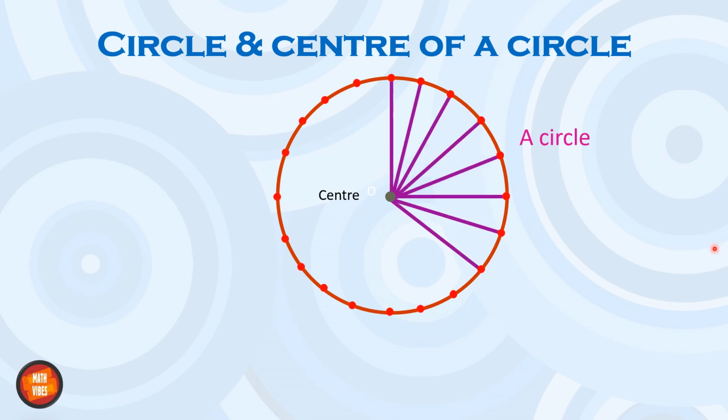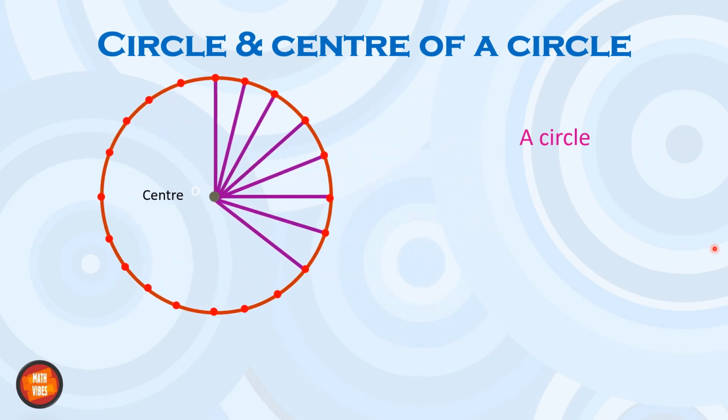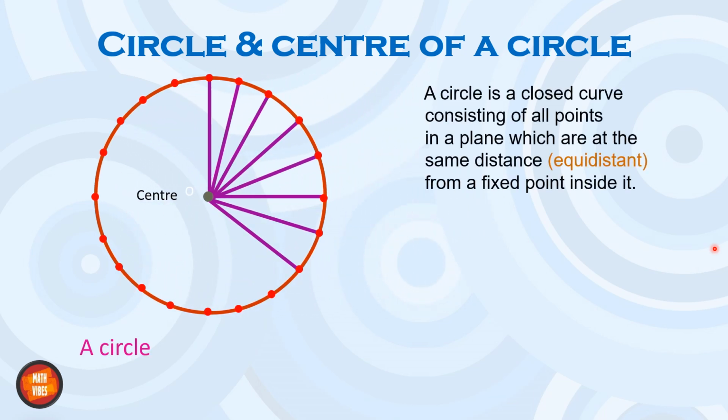So our definition becomes: a circle is a closed curve consisting of all the points in a plane which are at the same distance from a fixed point inside it. So a circle is a collection of points in a plane which are equidistant from a fixed point inside it. Means what? Means we have a closed curve, and if on that curve we draw an infinite number of points, then all those points will be at an equal distance from the center.